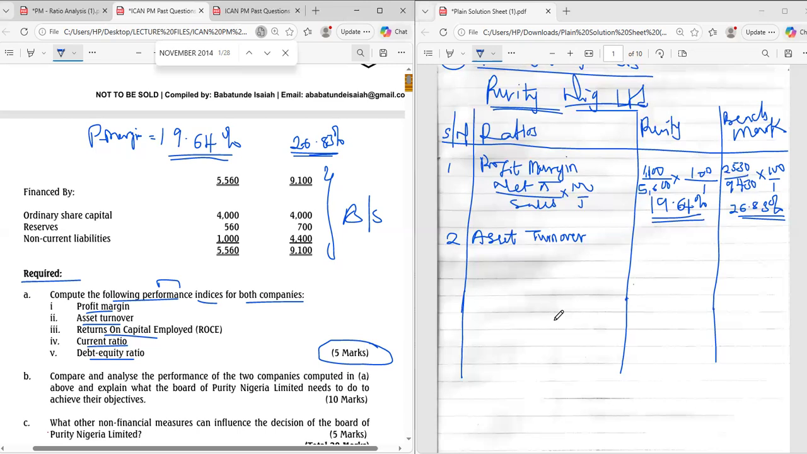Do I have case study students here? Sir, can I try? Go ahead, please. Comparing both, you discover that benchmark has higher sales than purity. Benchmark has 9,430, while purity has 5,600.